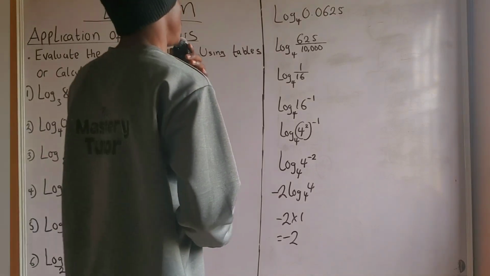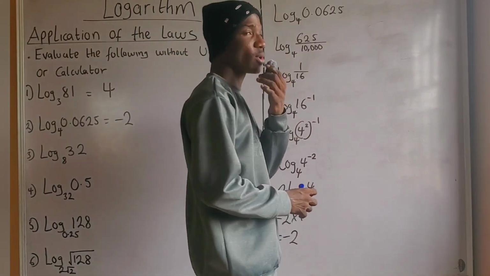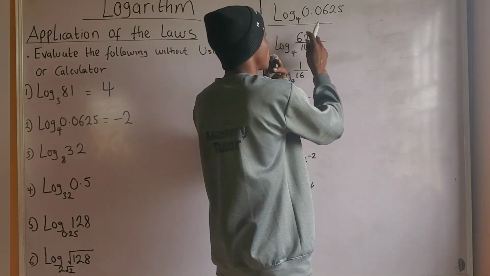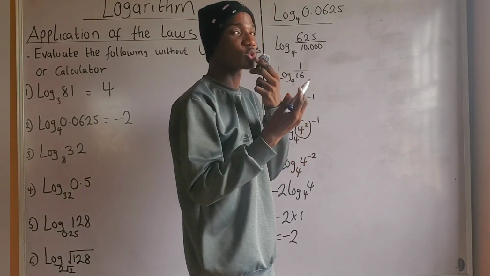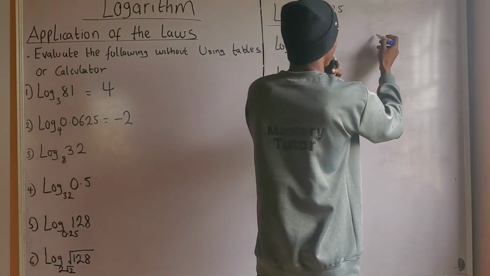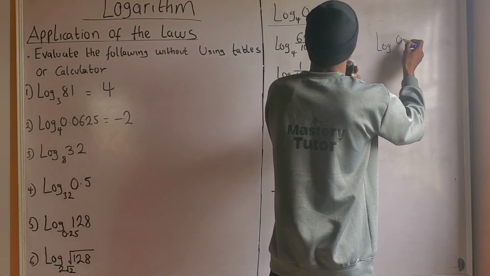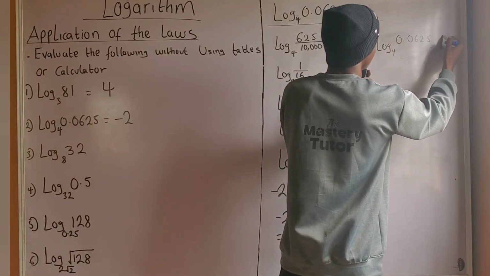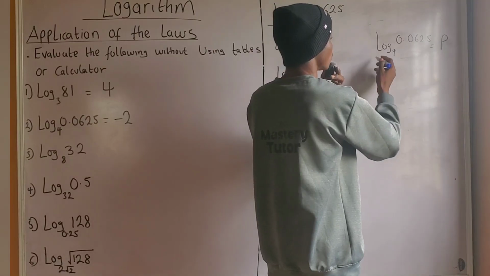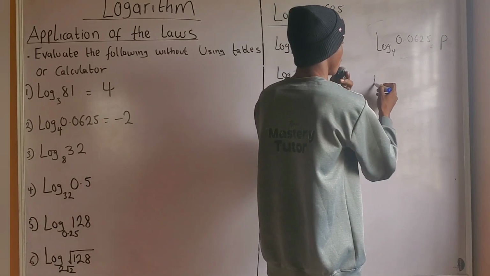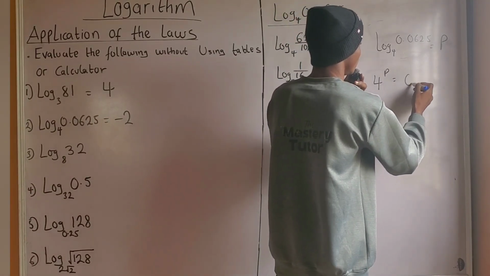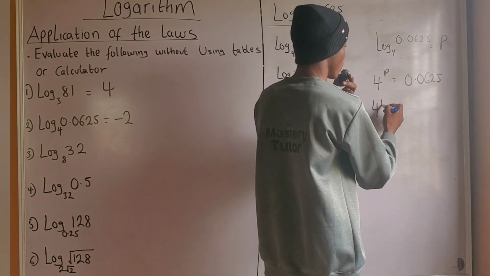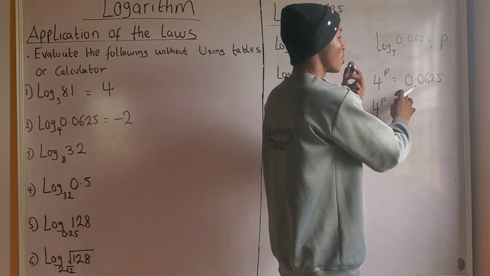Okay. If you want to use the index form of logarithm, the first thing is that you let log 0.0625 base 4 be equal to a letter. So let log 0.0625 base 4 equal p, any letter. Now, if you want to write this in index form, you're going to have 4 raised to the power of p equals what? 0.0625, right?